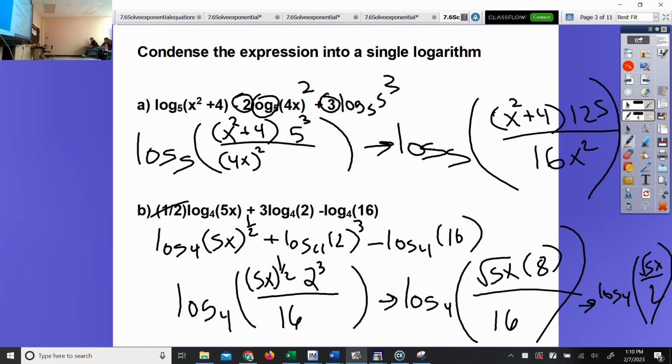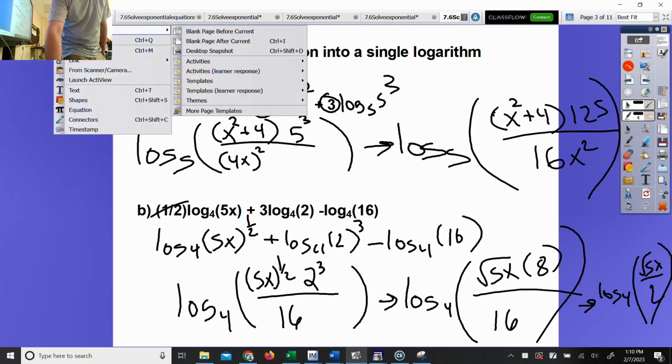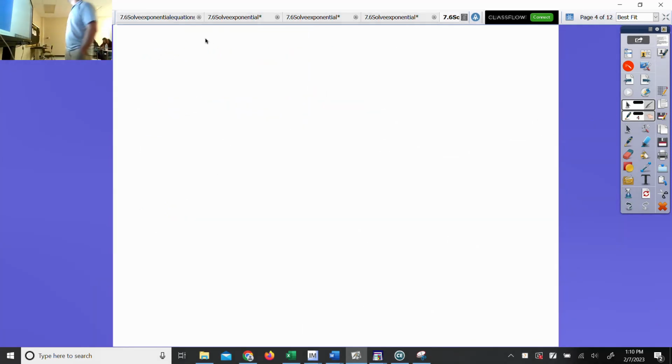Anyways, there's condensing. Let's make one up for y'all to do. Where's my cursor at? Just find you some free space.